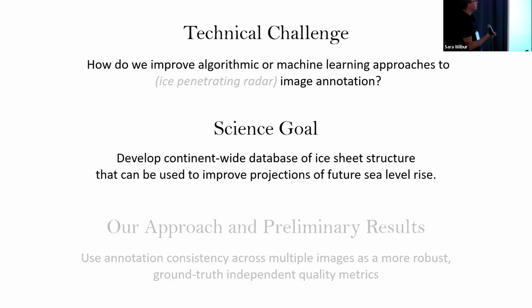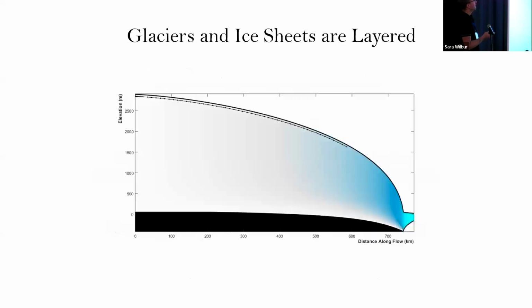And the reason we want this large annotated image data set is because if we have some integrated picture of the structure of Earth's ice sheets, we can use that information to improve projections of future sea level rise. So to give you a sense for how and why we might do that, if you didn't already know, glaciers and ice sheets are layered.